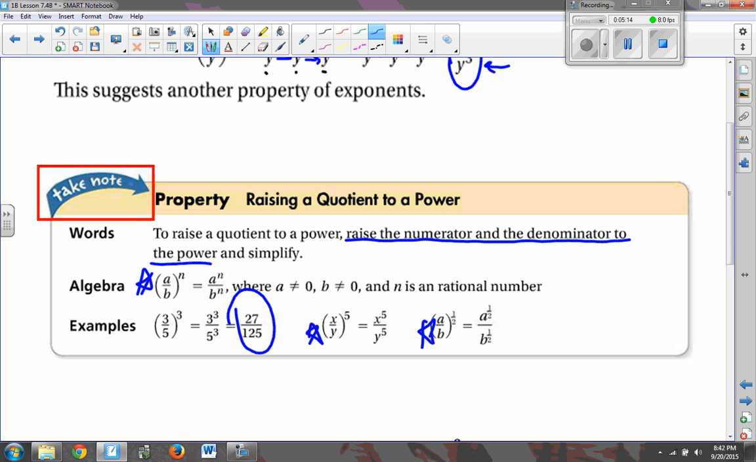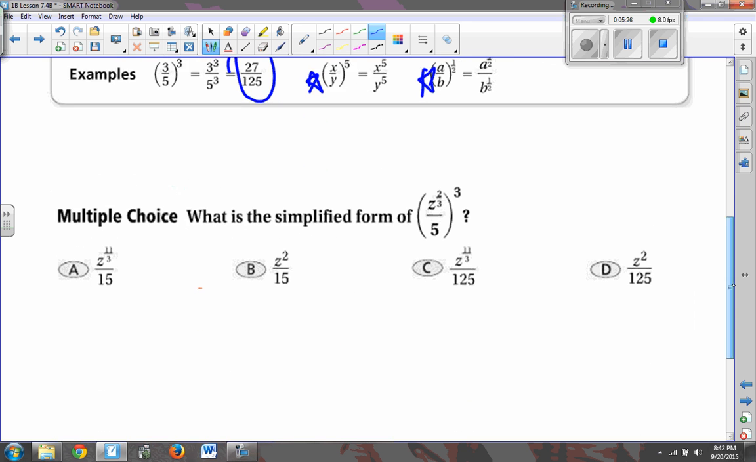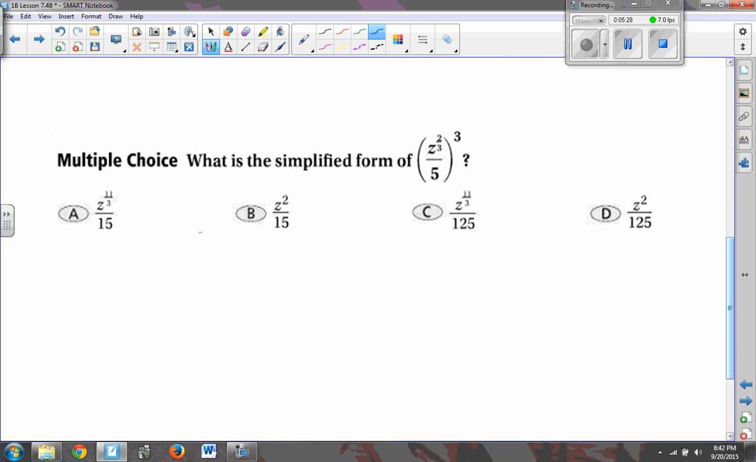Please add these things to your notes, to your notebook, somewhere written down on paper, and then we will look at what this is going to look like in your practice problem set. So here now we are asked to write the simplified form of this quotient: z to the 2/3 over 5, all of that raised to the third power.